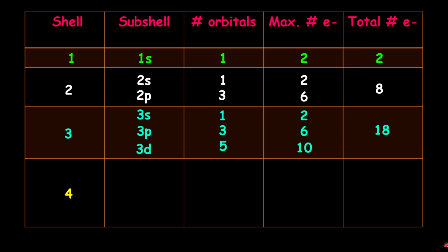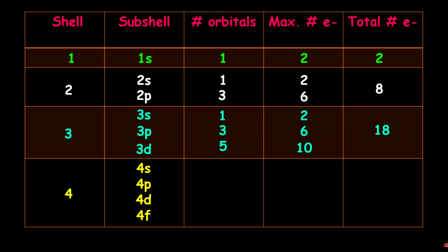Now let's look at the fourth shell. The fourth shell means that you have 4 subshells. And so you'll have your 4s, your 4p, your 4d, and what comes next, if you remember, is f. And so we have our 4f. Again, the number before the letter is just specifying the shell that these subshells are on.